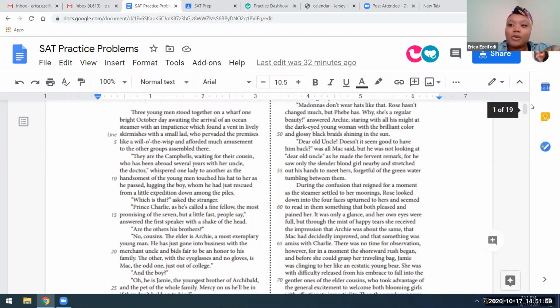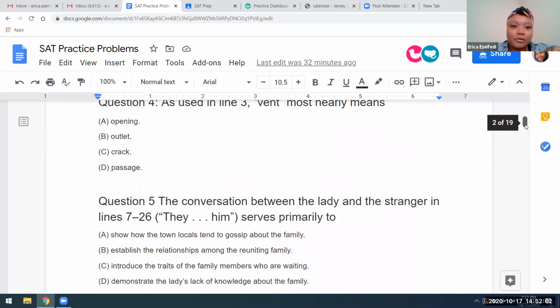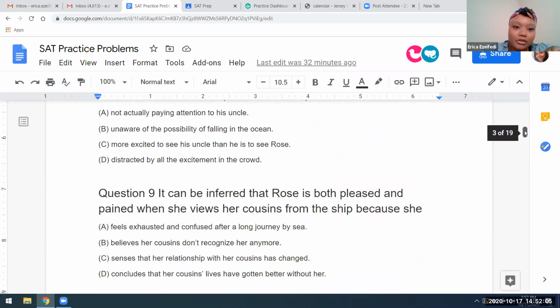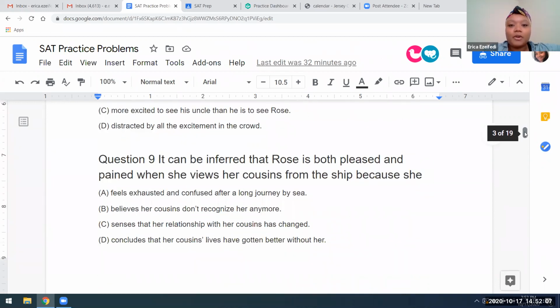So now we're going to go into question 9. I'm going to zoom quickly to question 9 just to show it. It can be inferred that Rose is both pleased and pained when she views her cousins from the ship because... we are not familiar with what inferred means. Sometimes if we don't know what one word means, we can get the context of what the whole sentence or question is asking by reading the rest of the sentence.